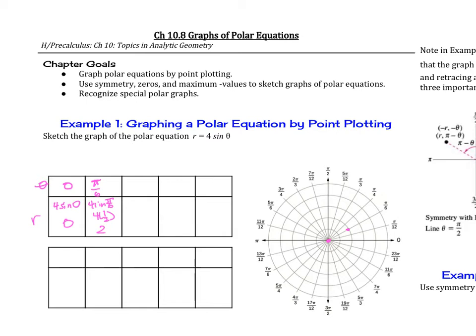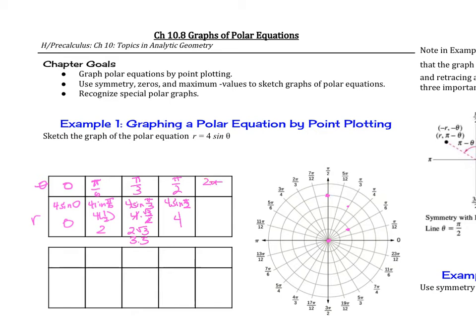Pi over 6, 2. Then let's plug in pi over 3. So 4 sine of pi over 3. Sine of pi over 3 is root 3 over 2. So we're looking at 2 square root of 3, and if you plug that into your calculator, you find that's approximately 3.5. So at pi over 3, we're about 3.5. Then we can plug in pi over 2, and 4 times sine of pi over 2 is 4 times 1, which is 4. So at pi over 2, we're at 4.